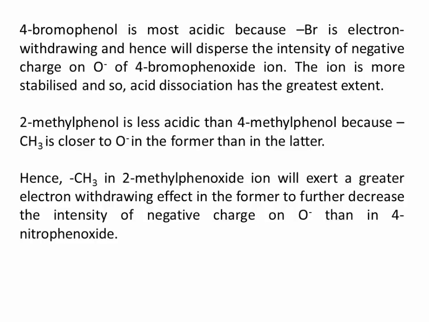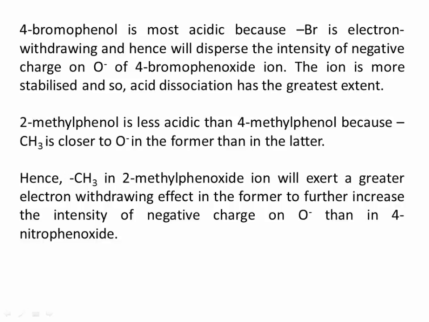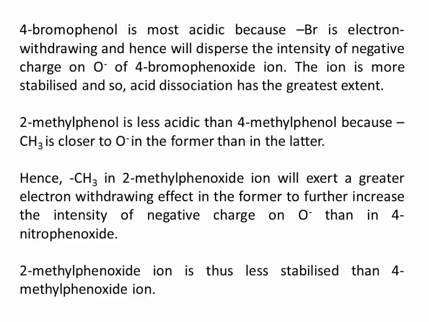The effect is that it will exert a greater electron donating effect, which in turn further increases the intensity of the negative charge on O minus than in 4-methyl phenoxide. And what's the outcome? The outcome is 2-methyl phenoxide will be less stable than your 4-methyl phenoxide. Therefore, 2-methyl phenol is a weaker acid than 4-methyl phenol.